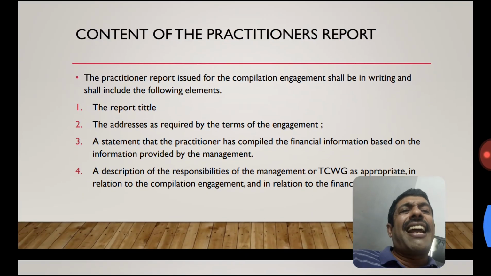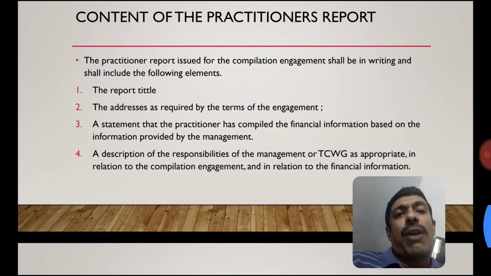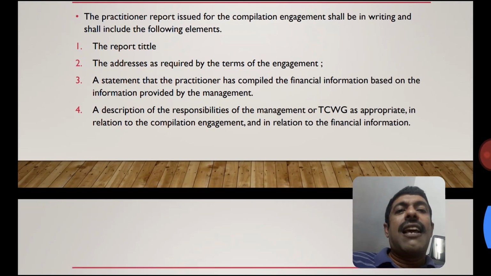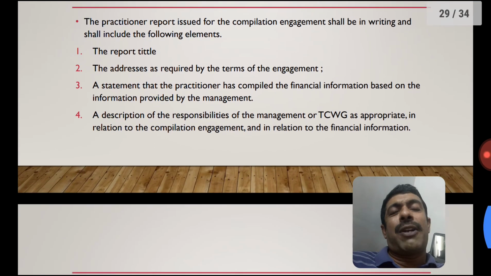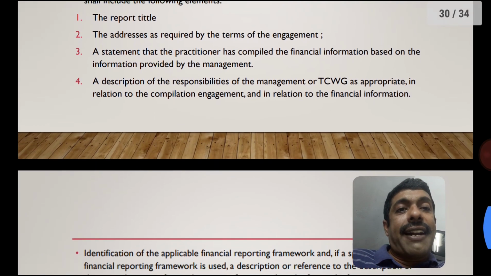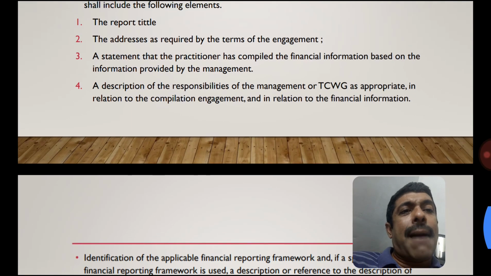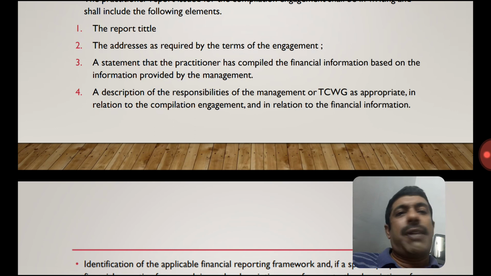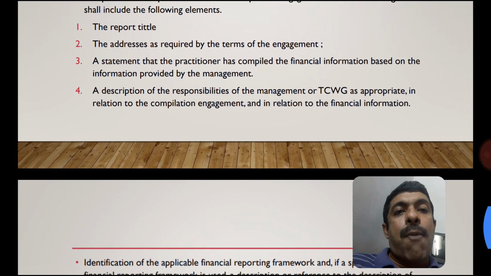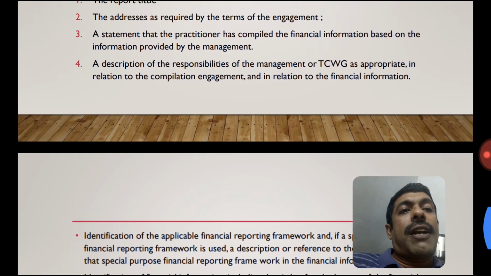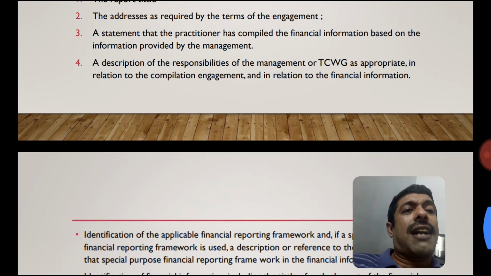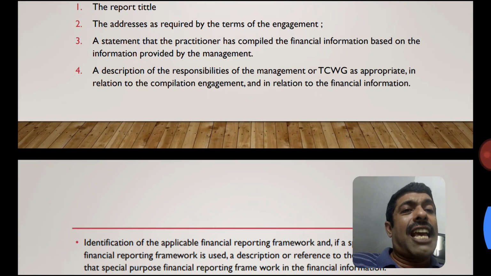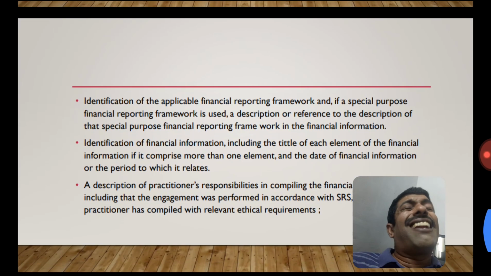Then the content of the practitioner's report, how the report will be issued. The report has a title, the same as in SA 700, and an addressee as requested by the terms of the engagement, to whom the report has to be addressed. A statement that the practitioner has compiled the financial information based on the information provided by the management. This statement has to be inserted. Point number 3, a description of the responsibilities of the management, and those charged with governance as appropriate, in relation to the compilation engagement and the financial information.